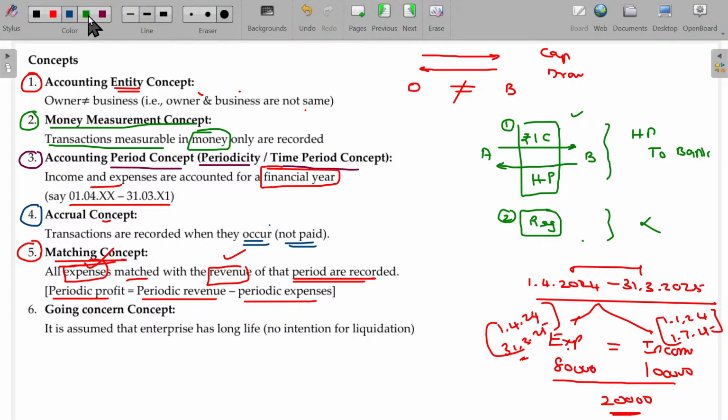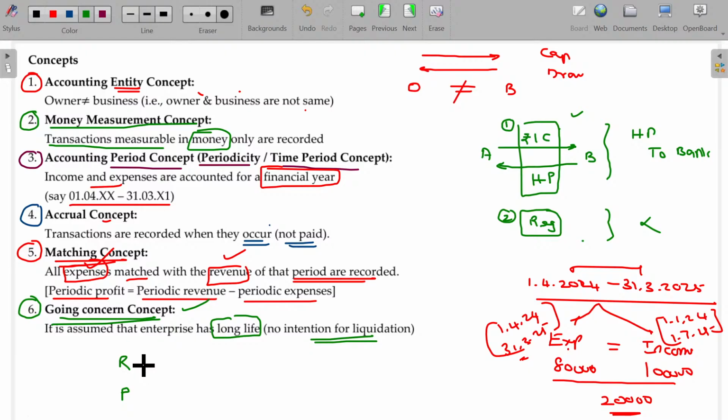Finally, going concern concept. So what is called going concern concept? The business will have long life, no intention for liquidation. As per the going concern concept only, any receipts and payments will be considered as either income or revenue, or assets.